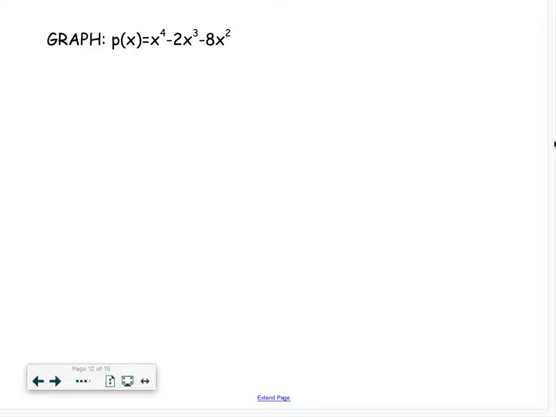Today, we're gonna graph. The difference between sketch and graph is a graph is exact, sketch is like a rough draft. When we graph, the first thing we're gonna do is make a sketch.